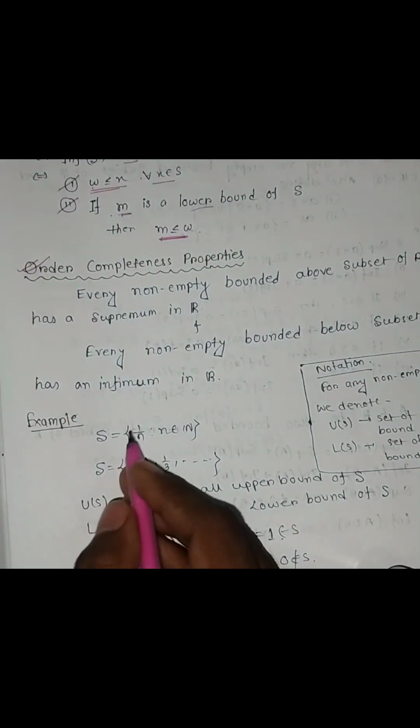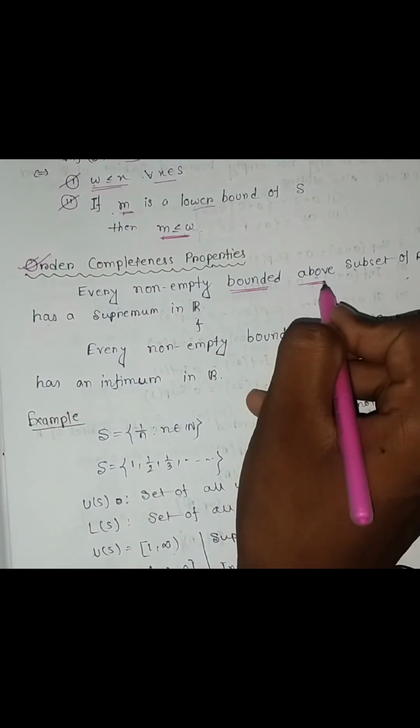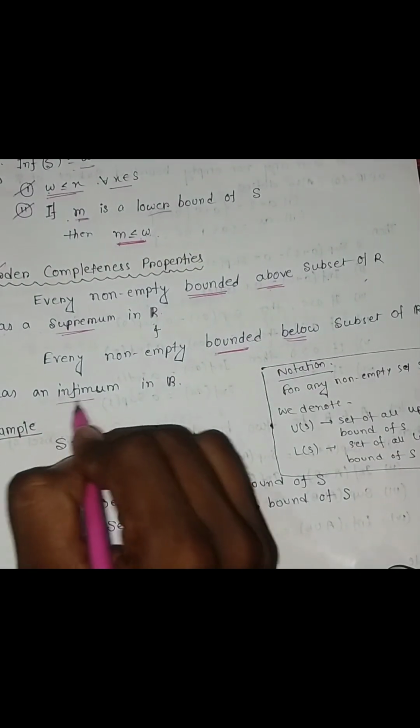Next, the order completeness property. Every non-empty subset of R that is bounded above has a supremum in R. If it is bounded above, then it has a supremum, and if it is bounded below, then it has an infimum in R. It is very easy.